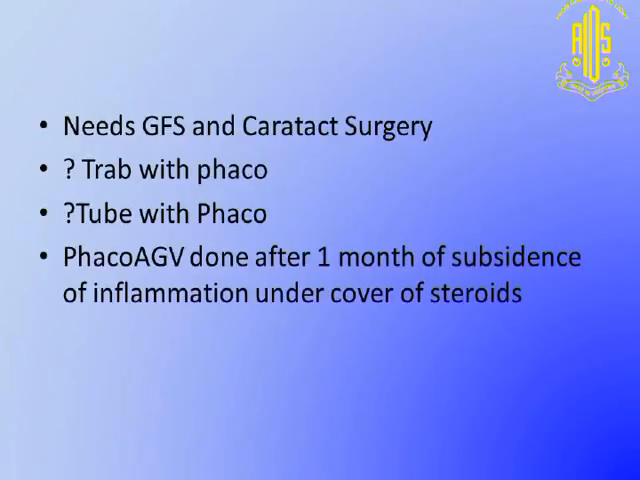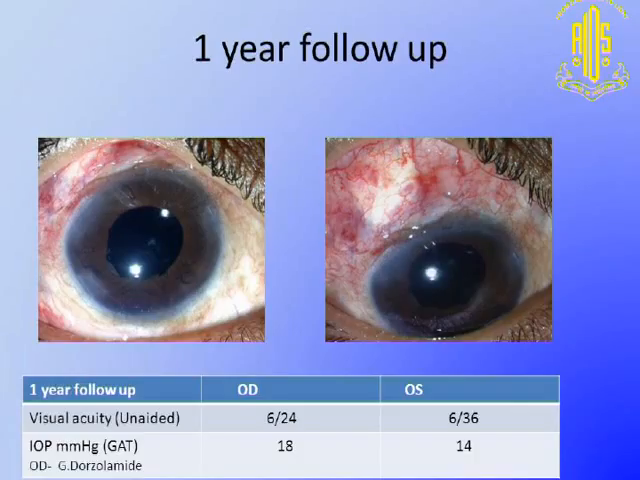So we did a phaco and AGV. So we basically put a tube along with phaco after 1 month of control of inflammation under cover of steroids, and after 1 year the pressures are quite well controlled. The vision is still low because of the posterior segment pathology, but otherwise the pressures are well controlled with a single drug. So that's kind of a good outcome with the tube.